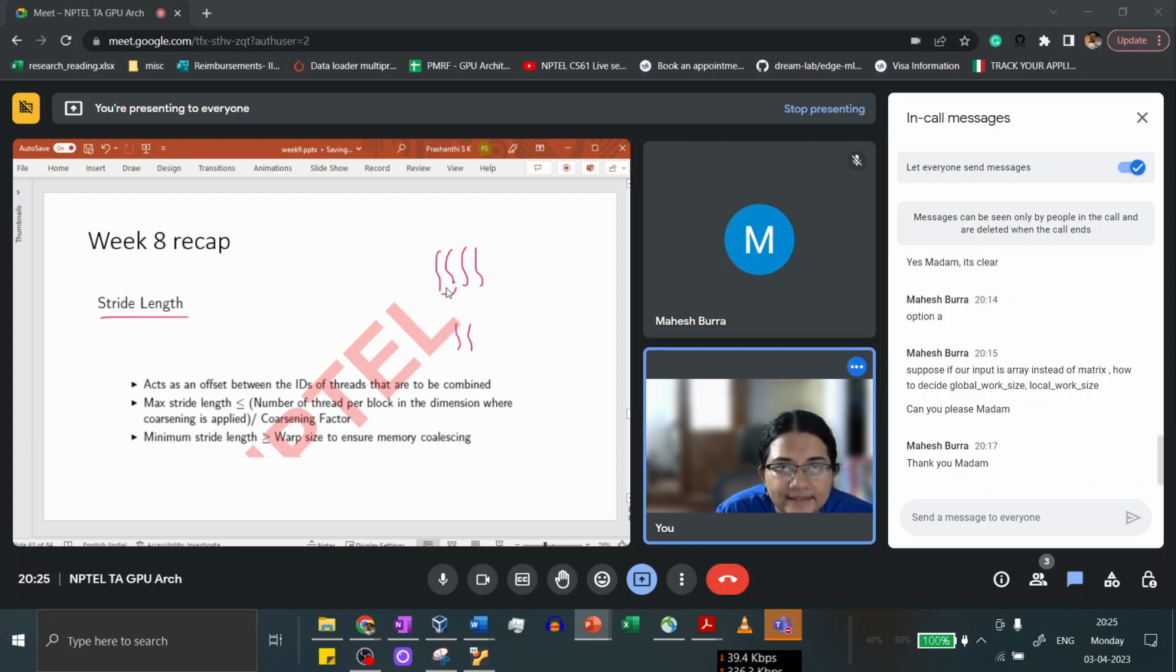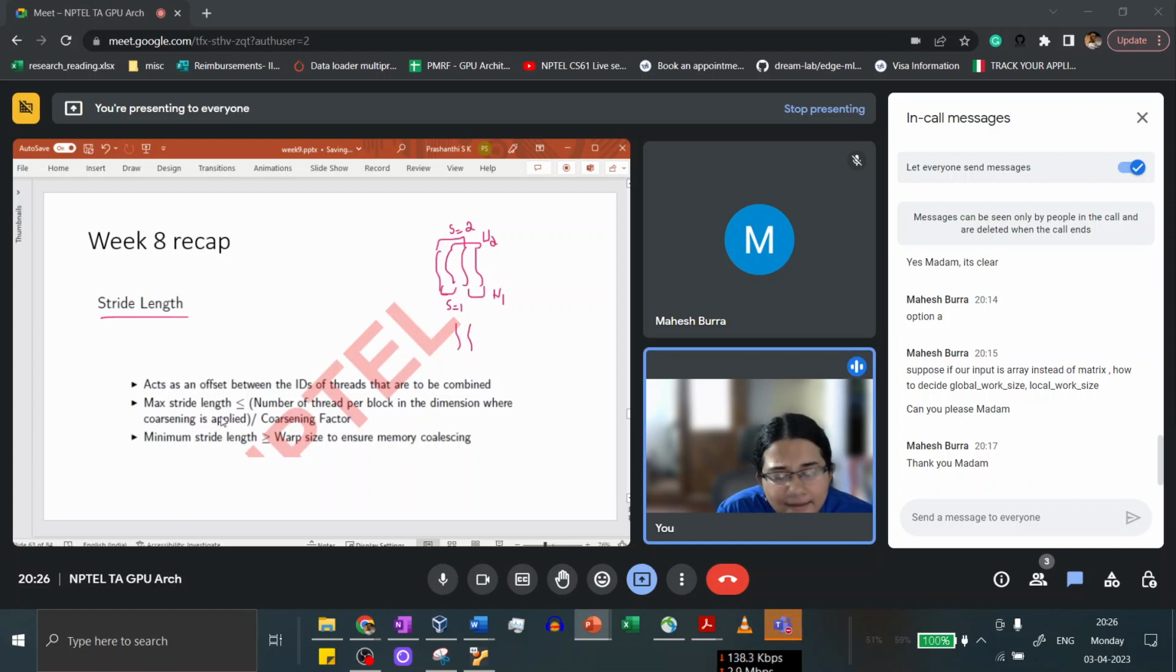Now there are 2 ways that I can combine this. I can combine this thread and this thread, this thread and this thread. This is one way, and I'm going to call it W1. I can also combine this thread and this thread, this thread and this thread. I'm going to call this W2. In this case the stride is 1: the offset between the thread IDs that are to be combined is 1. In this case, the stride is 2. So these are 2 valid strides that you can have.